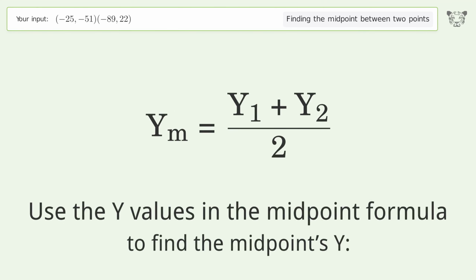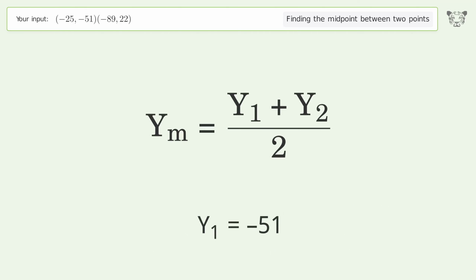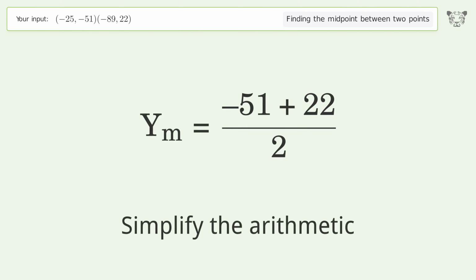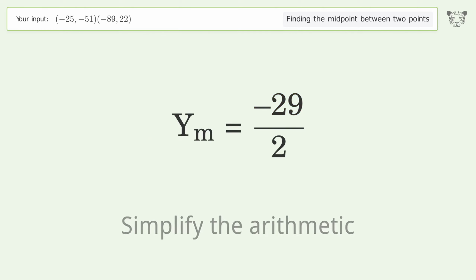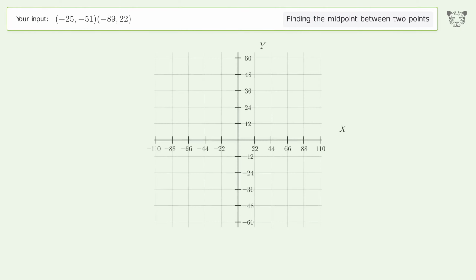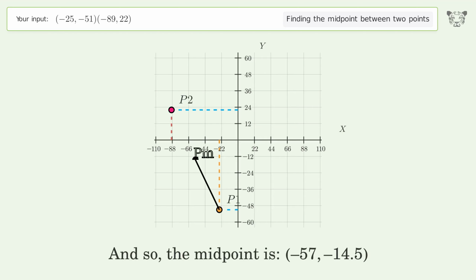Use the y values in the midpoint formula to find the midpoint's y. y1 equals -51. y2 equals 22. Simplify the arithmetic. And so, the midpoint is -57, -14.5.